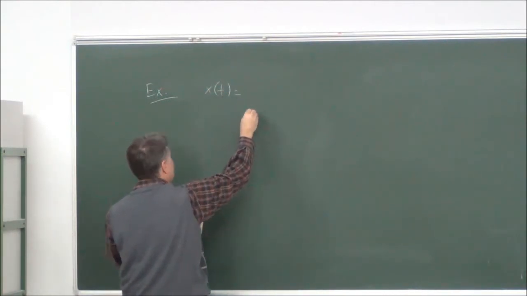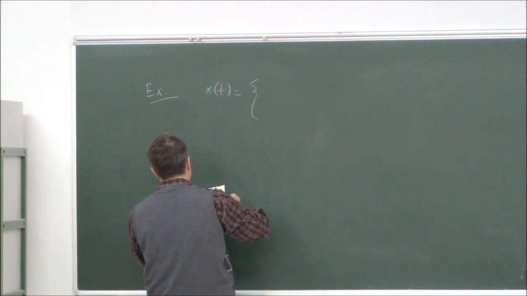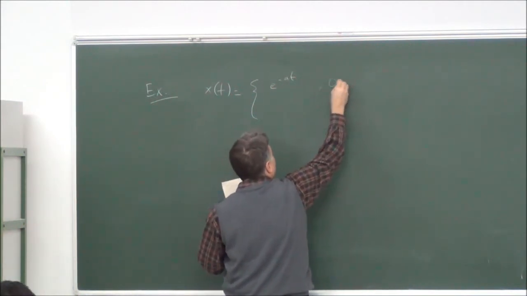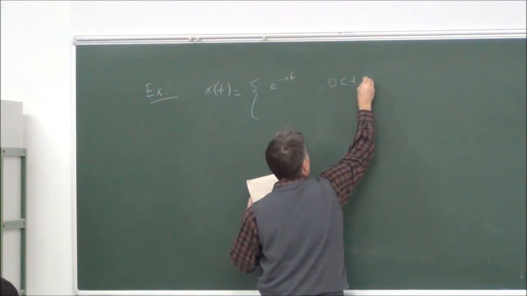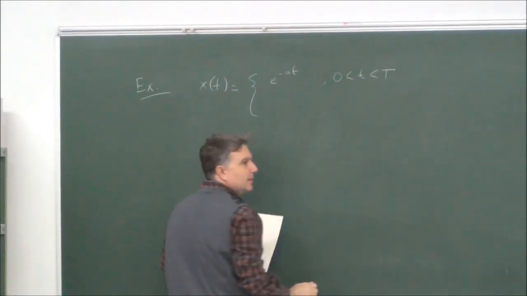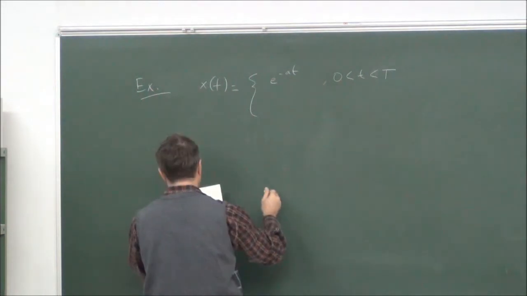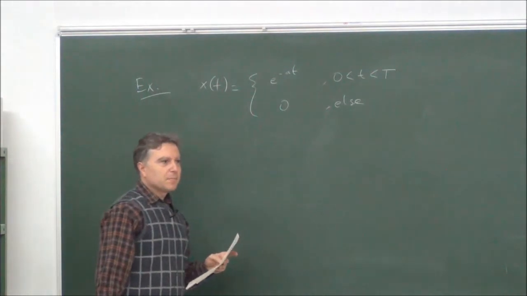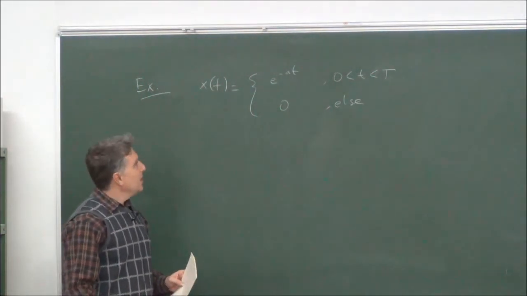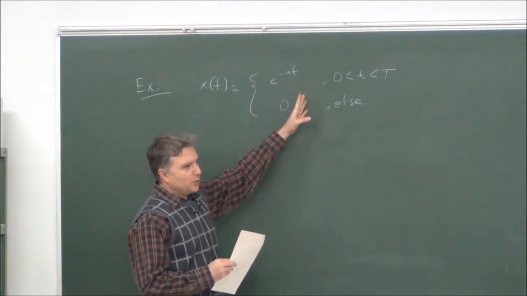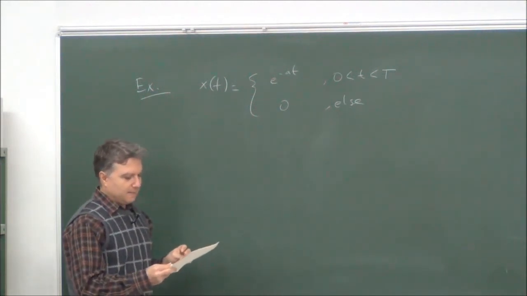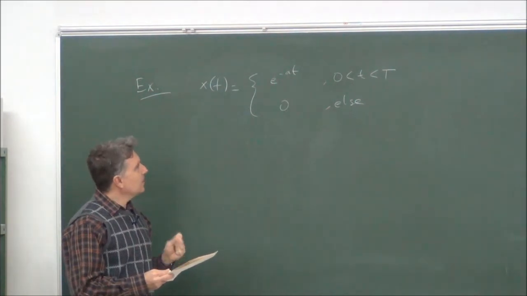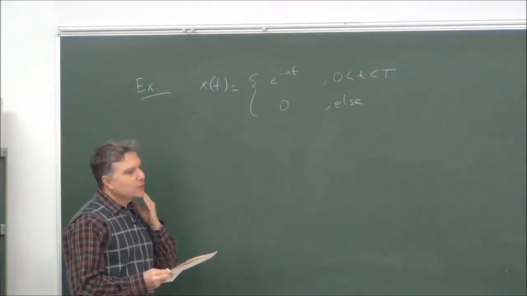x(t) is equal to e^(-at) for time duration from 0 to capital T, a finite duration of time, and 0 else. Now, what is the Laplace transform of this one? It's not e^(-at) times u(t), in other words. It is something else. Okay, there is a difference. How are we going to solve this?